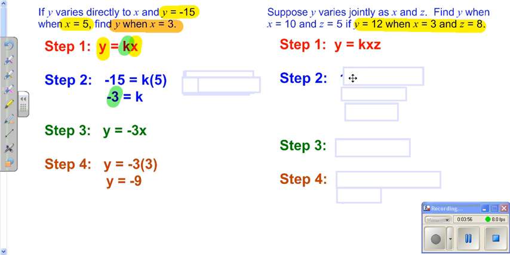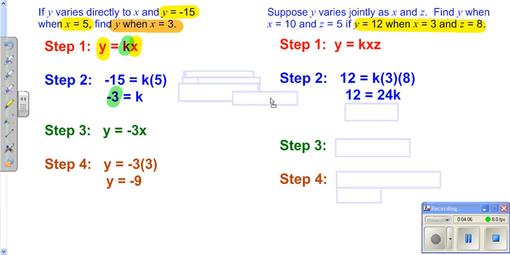So you plug in your y being 12. We don't know k. Plug in your x being 3. Plug in your z being 8. Solving it for k, dividing by 24, you end up getting k to be a half.